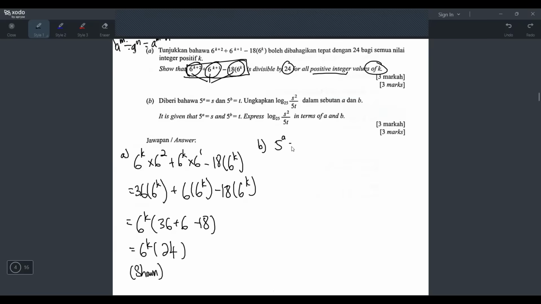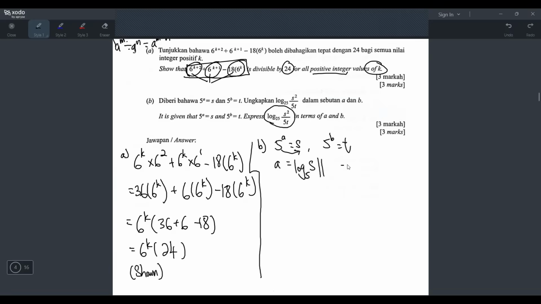So let's write down the information. 5 power A equals S, 5 power B equals T. So this is in index form. What I want to do now is make this also have log, because later I have to do a question that has log. So how to change index form into log form? Very easy. Just focus on the number base. What is the number base here? 5, right? The number base can move to the other side, and when you move it to the other side, the number base becomes the log base. Then the S is still here and the A is still here, but the A is not the power anymore. It becomes like a normal number.